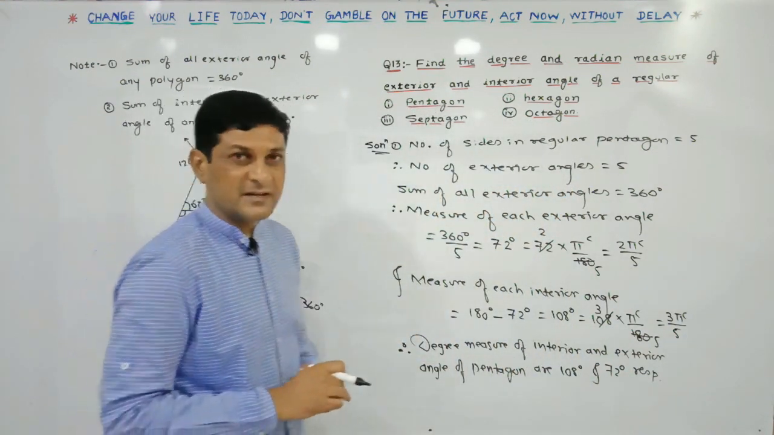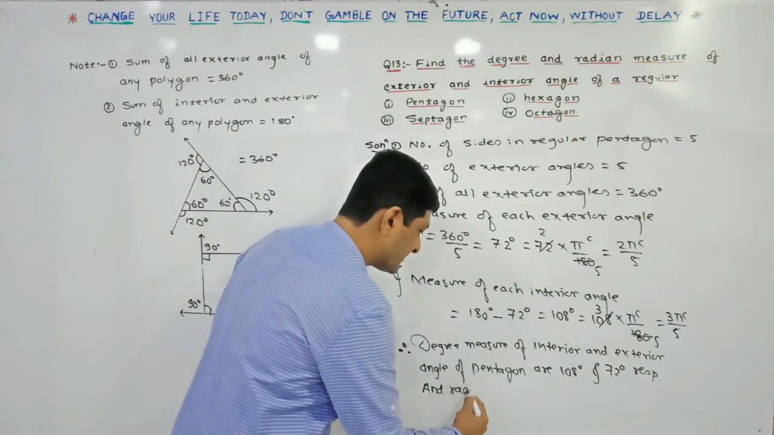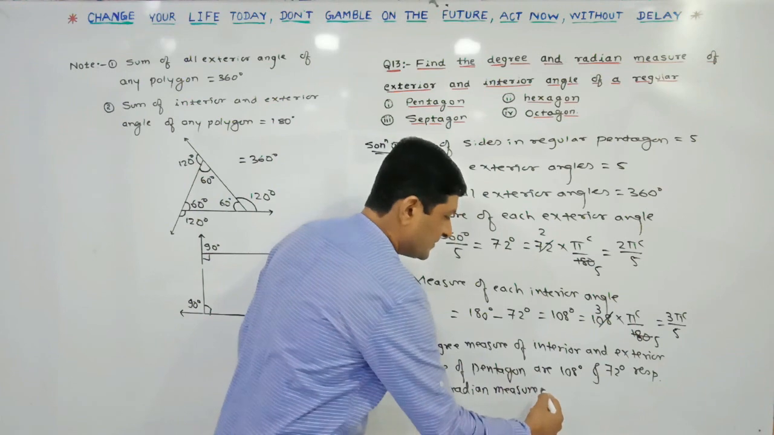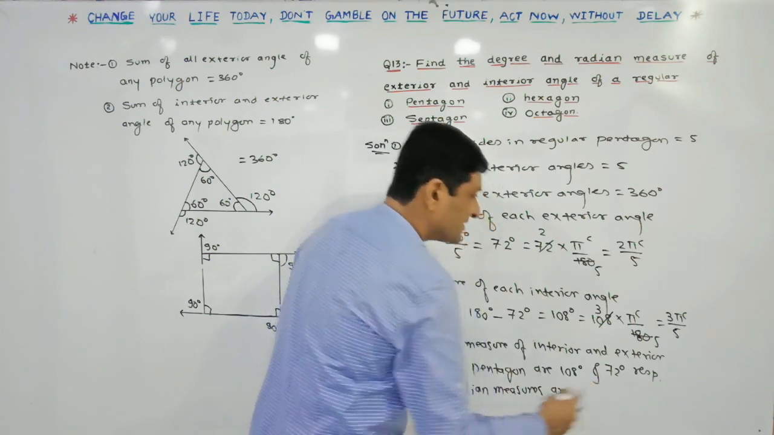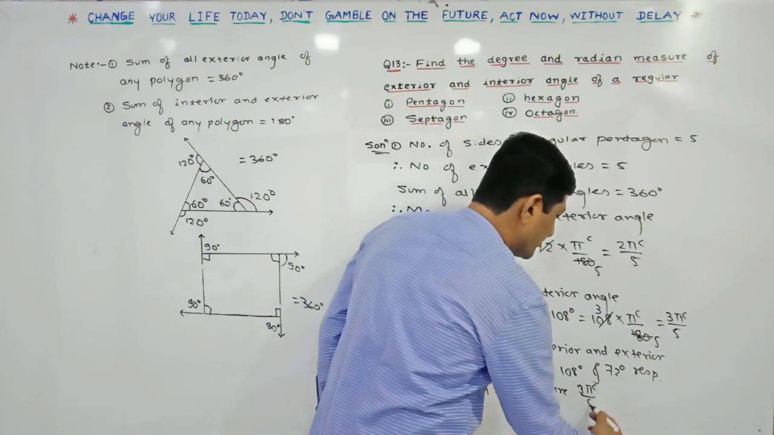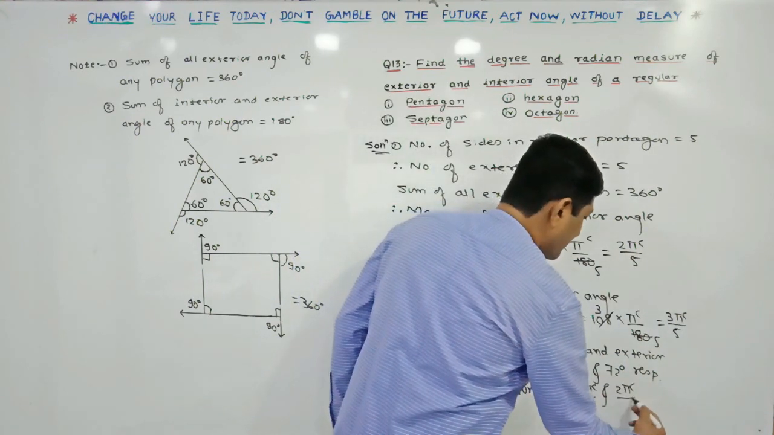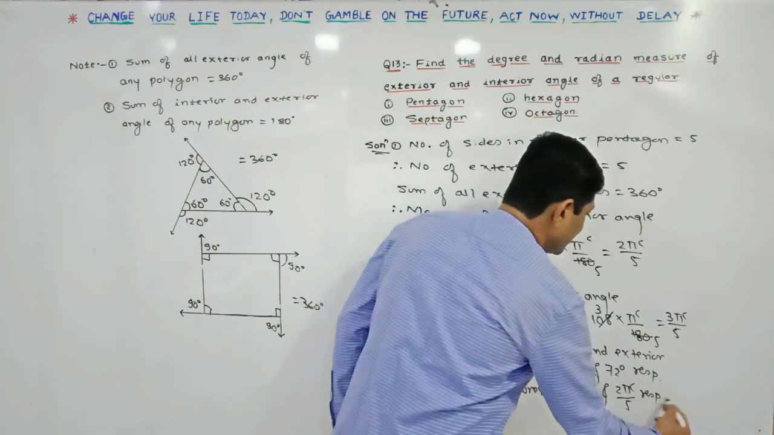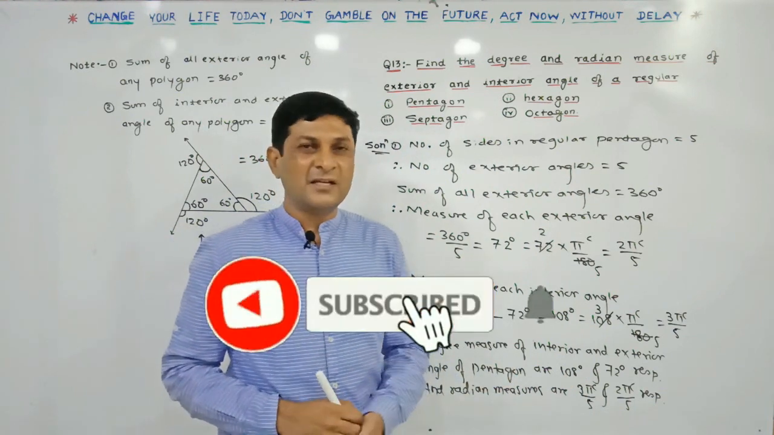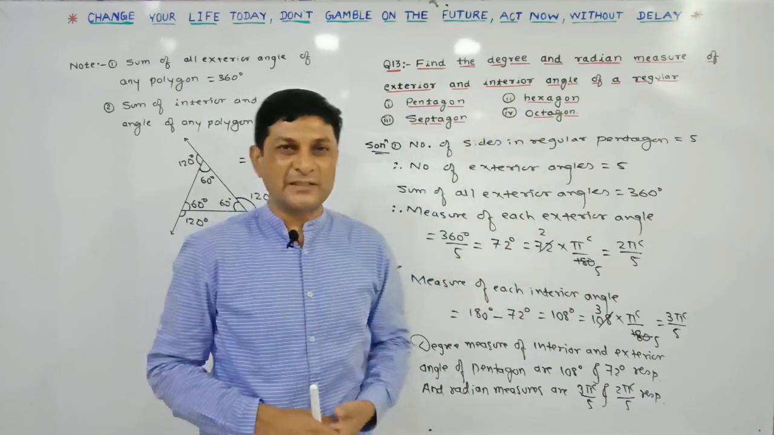Question is to find out radian measures. So what is the interior angle in radian? 3 pi radian upon 5, and exterior angle is how much? 2 pi radian upon 5 respectively. In this way we have got degree measure and radian measure of interior and exterior angle of what? Pentagon. Exactly the same method we are applying in case of the second polygon, that is hexagon.